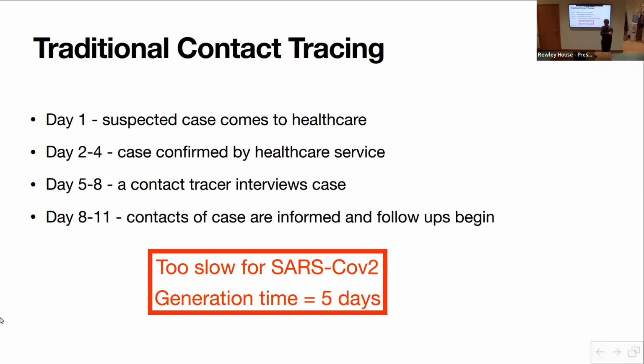notified by contact tracing. And the problem with that is it's just too slow, because the generation time for SARS-CoV-2, as I said before, was 5 days. You've got this 5-day window to do something in. If you're not getting in contact with people that are potentially exposed until 2 weeks later, there's kind of no point then, because it's already spread and it's gone on. So this was the problem with traditional contact tracing.